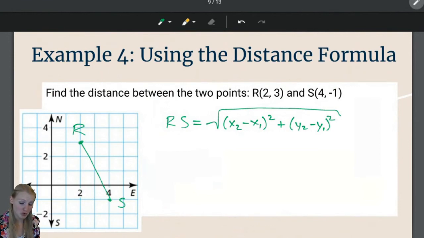So, I'm just going to take these points and plug them in here. But I want you to notice something. x2 minus x1.